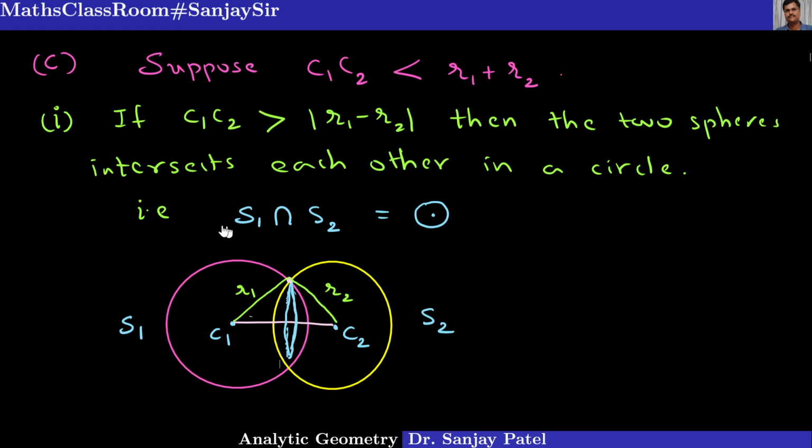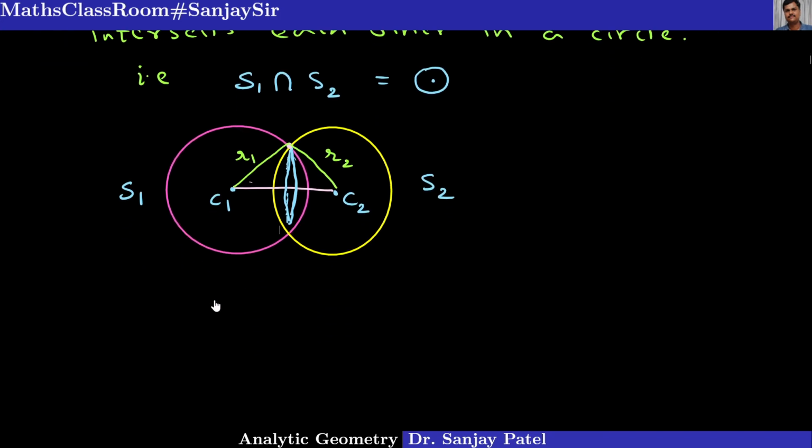So this is the subcase number 1 of C. C1C2 is greater than R1 minus R2. So whenever C1C2 is less than R1 plus R2, you find the absolute difference and compare the distance C1C2 with R1 minus R2. If C1C2 is greater than R1 minus R2 and less than R1 plus R2, you can say the two spheres intersect in a circle. So this is the circle of intersection. Okay, so it is given by this.